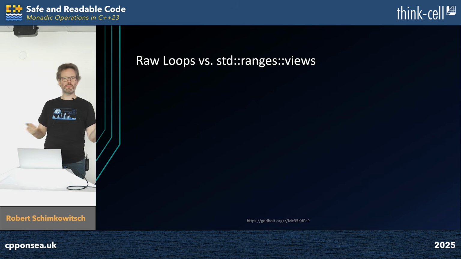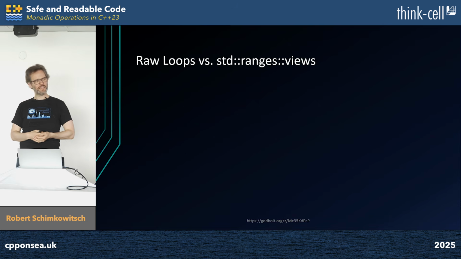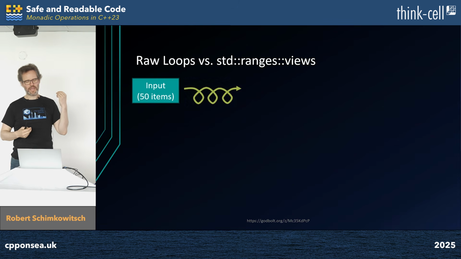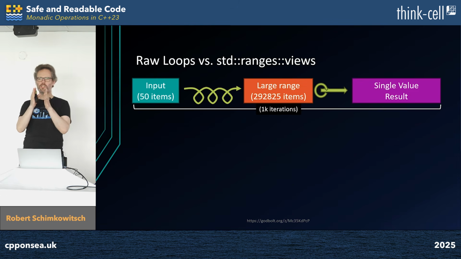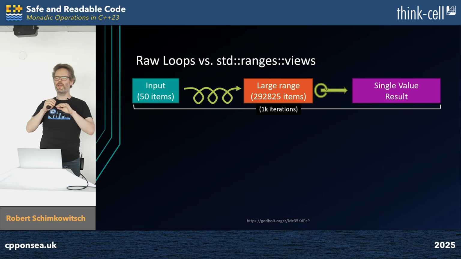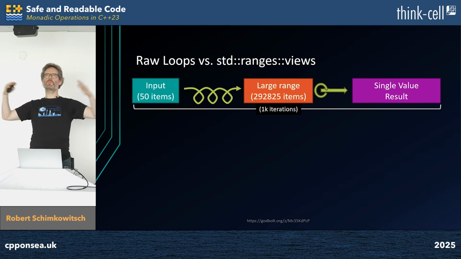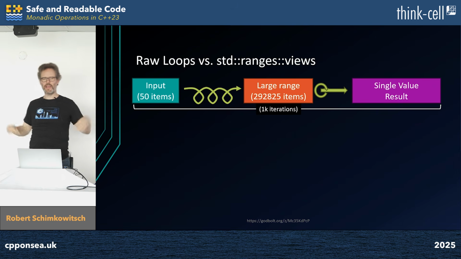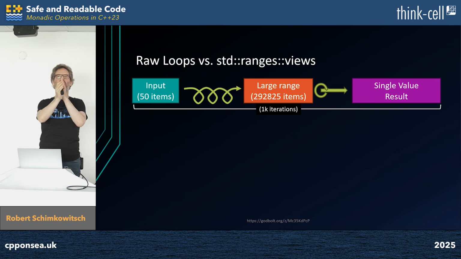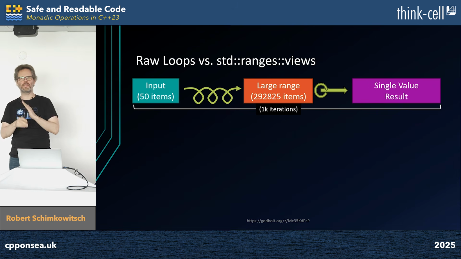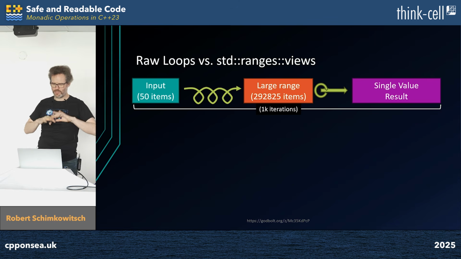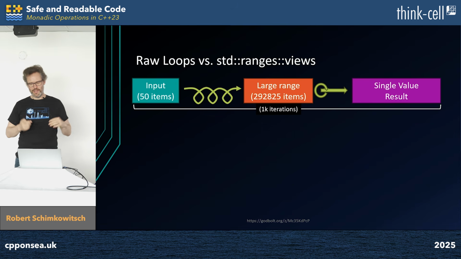So remember split ranges views. Let's see how they hold up against raw loops. And my test scenario was this. I start with a small range, 50 items. Within 3 iterations, I blow it up to an intermediate range of approximately 250,000 items. And then I calculate it down and accumulate it into one single result. Single-threaded everything, no multi-threading involved.